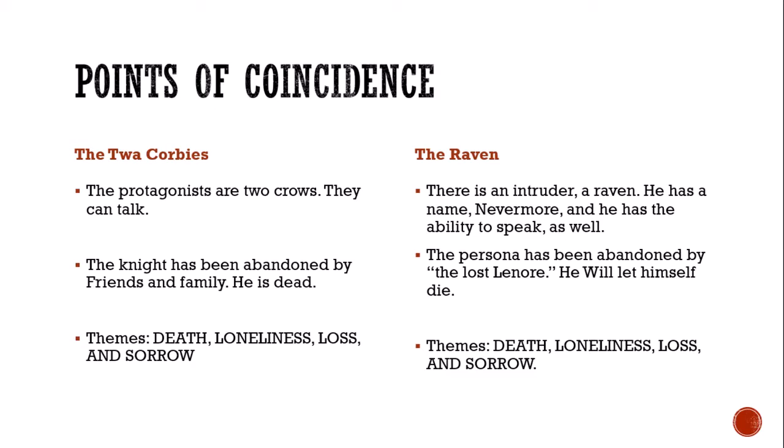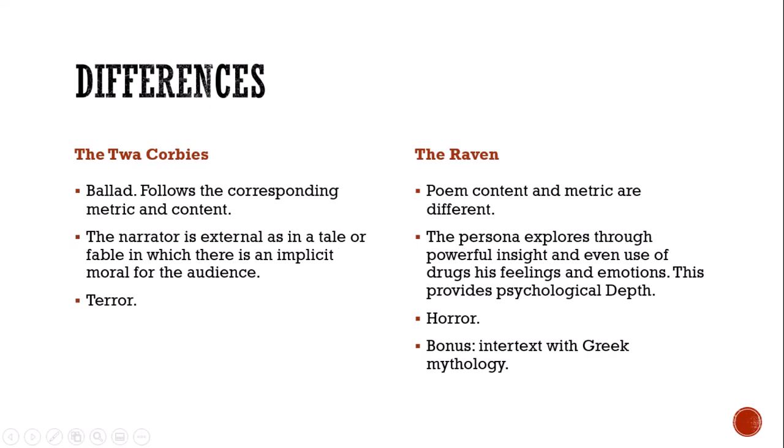If we go now to the people, in the ballad, we've got a knight. He is dead, and he has been abandoned by his friends and his family. Actually, he's probably beginning to rot. His corpse lies still, and the ravens are about to eat him. In the raven, we've got a persona, or the alter ego of the author, who has been abandoned by the lost Lenore. And in this case, even though he is alive, he is willing to let himself die because of sorrow. The themes in common are death, loneliness, loss, and sorrow.